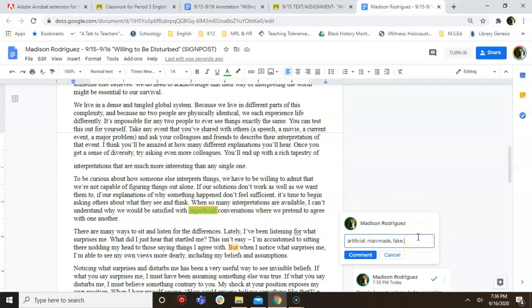And it's not just that the conversations are man-made or fake. I want to make sure that I dig deeper. I want to make sure that I'm not just out here defining words. That's not helpful. Why is it that the author decided to use that particular word? When you stop and unpack that word, there has to be a deeper meaning to what the author is saying using these sentences. So it's almost as if the author is implying, why would we be satisfied with superficial conversations where we pretend to agree with each other?